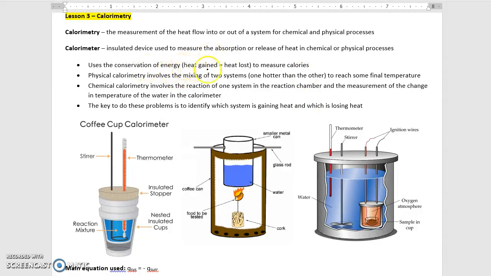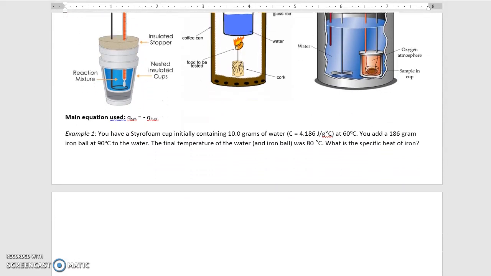Use the conservation of energy, which is heat gained is equal to heat lost, to measure different calories. Physical calorimetry involves mixing two systems to reach some final temperature. Chemical calorimetry involves the reaction of one system. And the key to doing these problems is to identify which system is gaining heat and which is losing heat. So looking at these types of problems, we're going to do some examples.